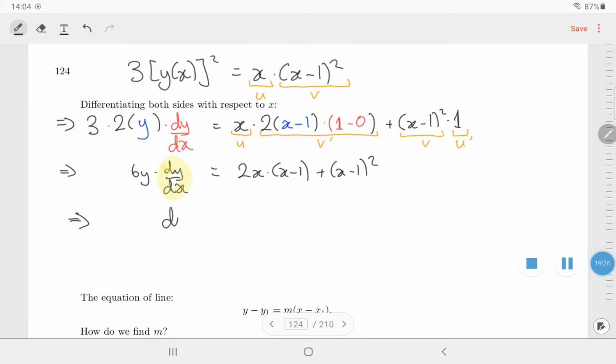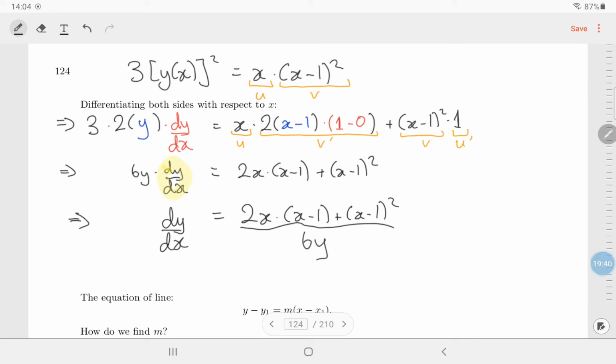If we do that, we get dy/dx is equal to 2x times (x minus 1) plus (x minus 1) squared, divided by 6y. Okay, so that's the first part done. Second part.